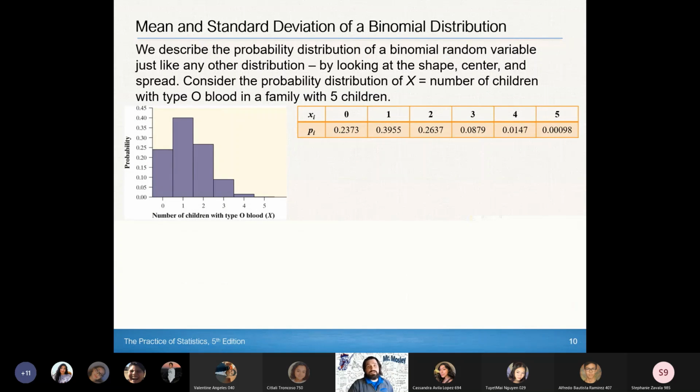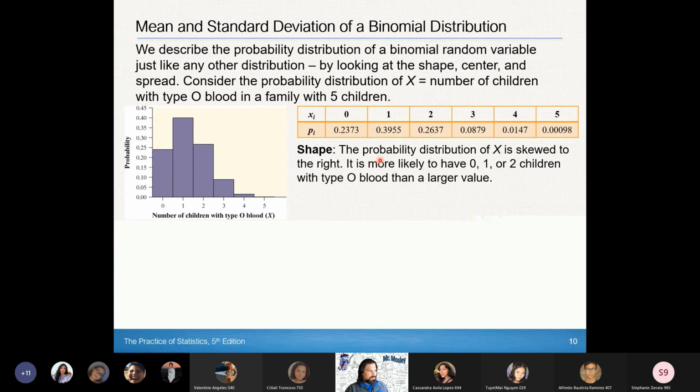All right, we can also calculate the mean and standard deviation of a binomial distribution. We can describe the probability distribution of a binomial random variable just like any other distribution by looking at the shape, center, and spread. We consider the probability distribution of X equaling the number of children with type O blood in a family with 5 children. We get the histogram and table here describing that distribution.